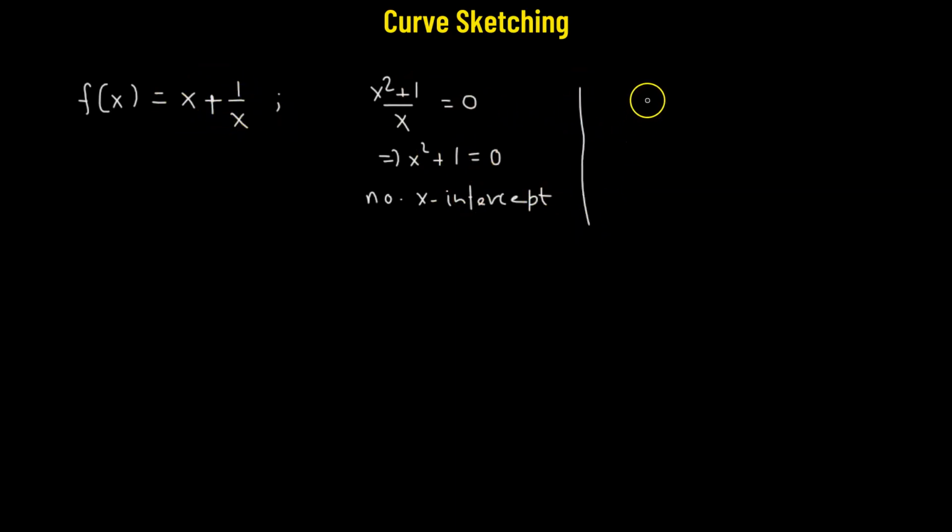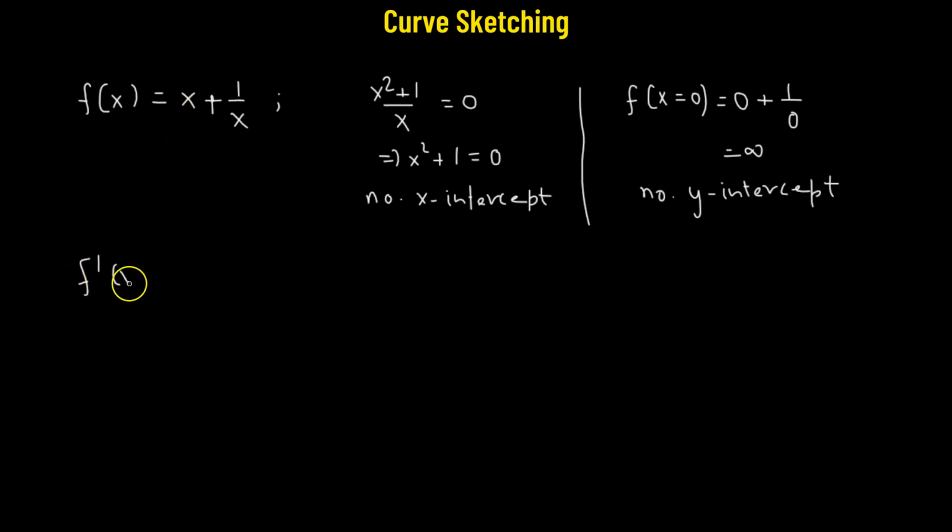Similarly, we have to find the y-intercept as well. For that, we are going to set x equal to 0. So this will be 0 plus 1 over 0. This is infinity, which is telling us that there is no y-intercept as well. So we do not have any x-intercept or y-intercept for this particular function.